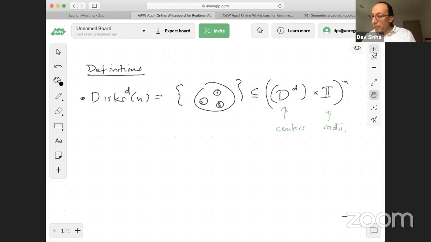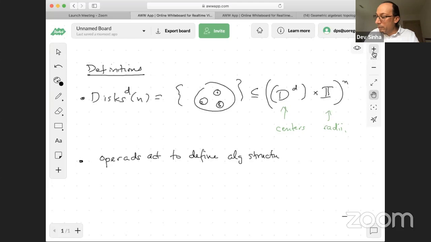Okay. Then I talked about operad actions, so we have to talk about that a little bit. And I'm not going to write out the definition of an operad. I will point out some places in the notes, but I will try to make it clear what that definition must be. So operads act, I won't tell you what they are, but they act to define algebraic structures on top of symmetric monoidal ones.